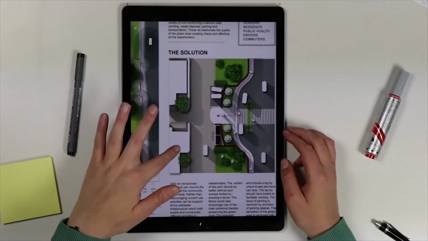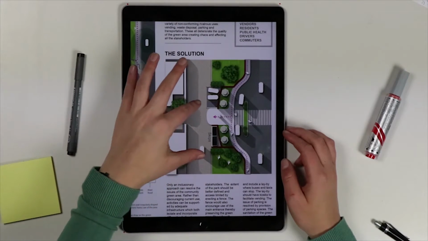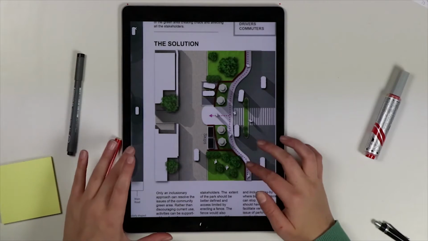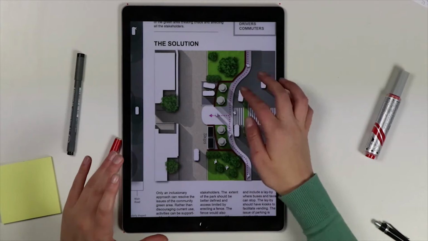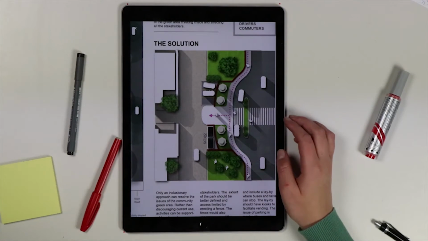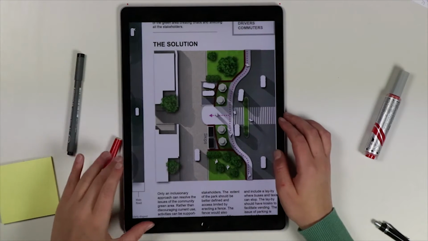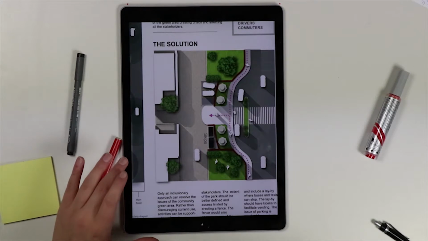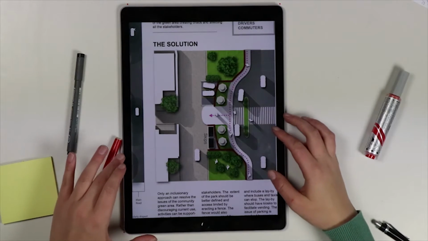In his proposal, he wants to make clear infrastructure. He wants to separate the green areas from where the pedestrians walk and make clear crossovers so people won't use the green area anymore. And he also wants to make a lay-by where buses and taxis can stop.